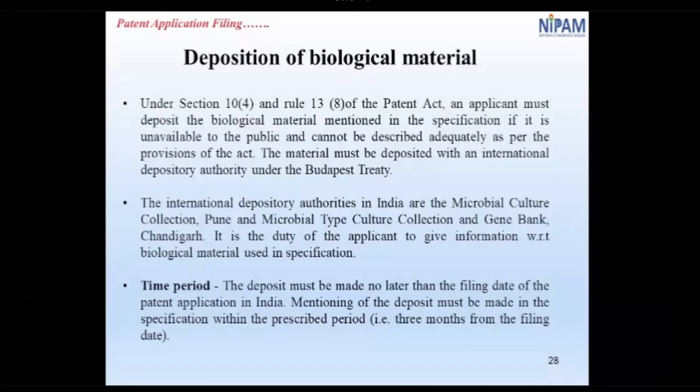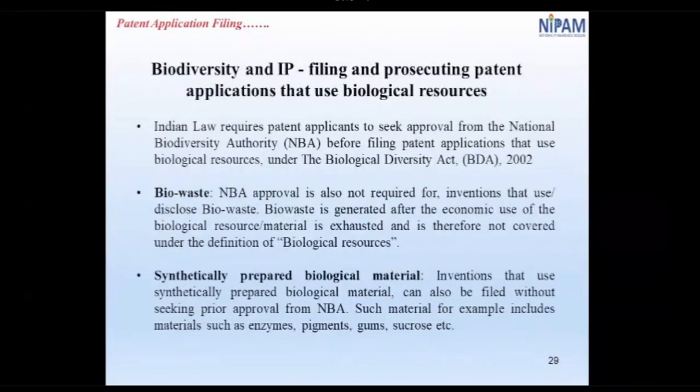But for NBA, if you skipped it, there are some provisions: after filing Form 137 or a continuation of delay, before the grant of the patent, you can say, sorry sir, I have forgotten this completely, and then you can apply for NBA approval at a later stage. But for the deposition part, you can't do that. So this is the only difference I have to highlight here.